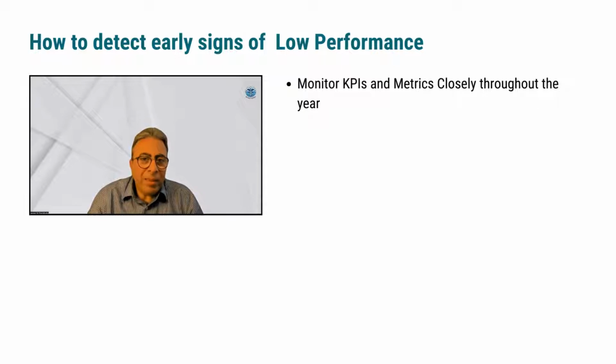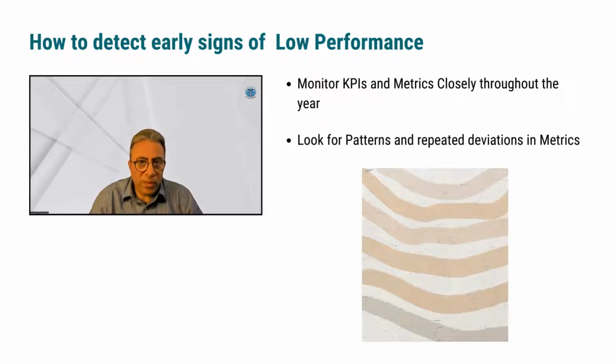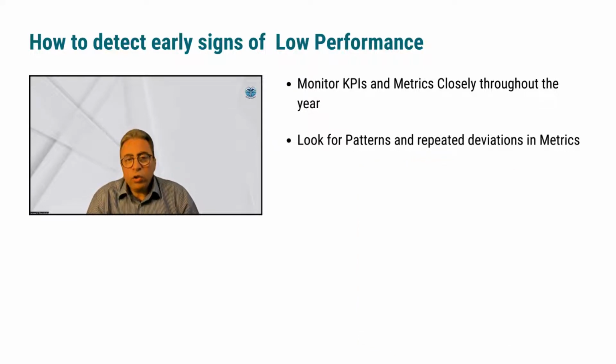So metrics have ups and downs. Having a low performance in one metric doesn't necessarily indicate low performance overall. But if you observe patterns of low performance or low achievement of these metrics, this may be an important sign that at least requires a discussion with the colleague.